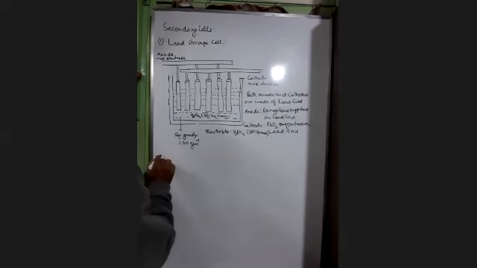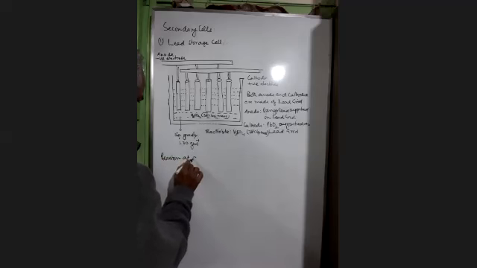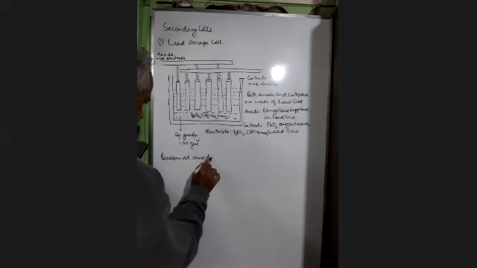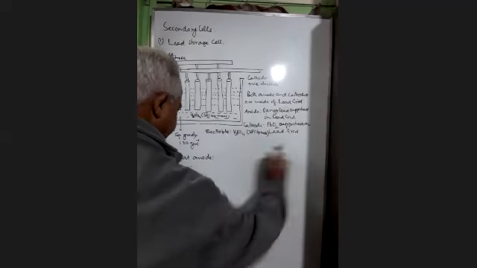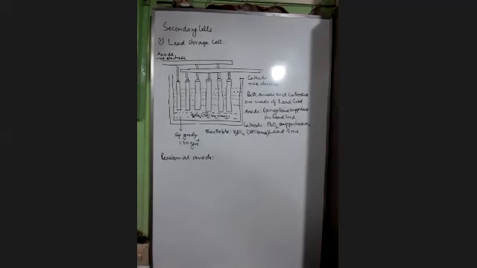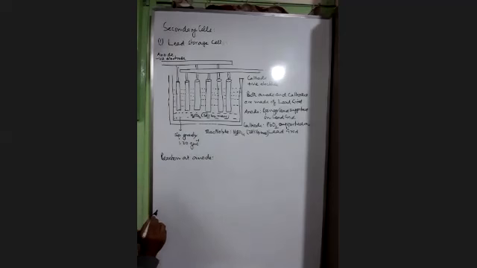Now reaction at anode. So I'll write it here. Then this will be the place where I write the pair. It's difficult for me to write below, but still, I'll do it for you. So it is reaction at anode.